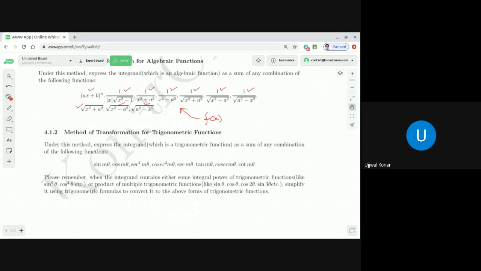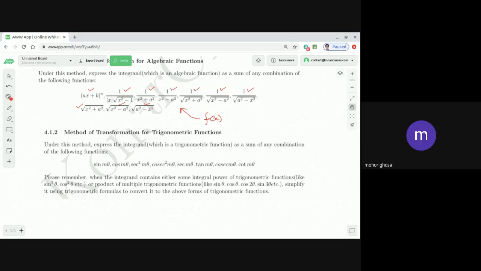what we are going to achieve is to express the integrand, which is a trigonometric function, as a sum of any combination of the following functions: sin square m theta, cos m theta, sec square m theta, cosec square m theta, sec m theta, tan m theta, cosec m theta, cot m theta. Correct, no? Why so? Same logic as the algebraic function. We have a formula for each of these trigonometric functions. Correct or not? You know what is sine m theta? You know sine theta; m theta we'll see once we see the transformation, substitution.